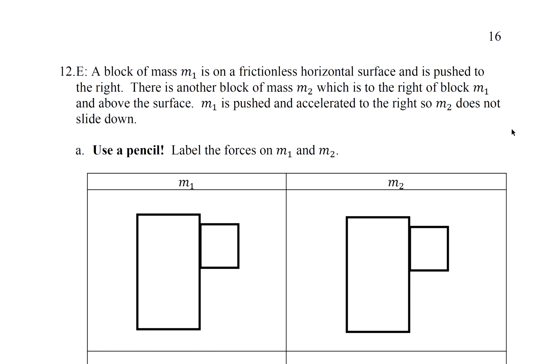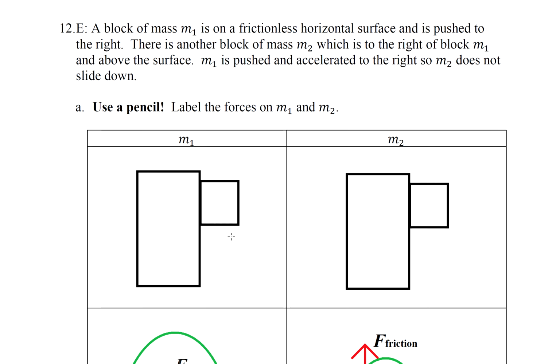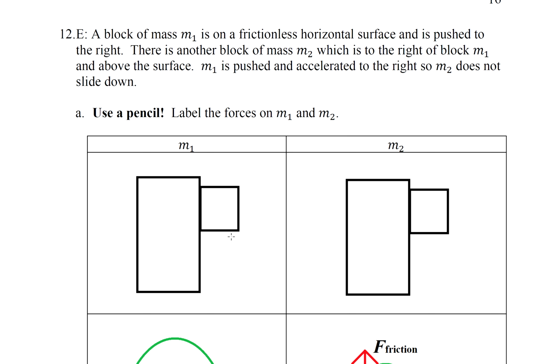Question 12, a block of mass m1 is on a frictionless horizontal surface and is pushed to the right. There is another block of mass m2 which is to the right of block m1 and above the surface. m1 is pushed and accelerated to the right, so m2 does not slide down. So m1 is the larger block, m2 is a smaller block. You push m1 to the right, and m2 actually doesn't slide down.